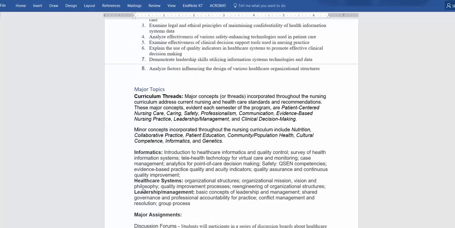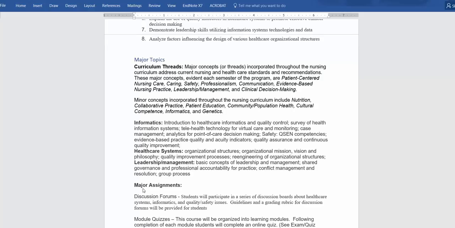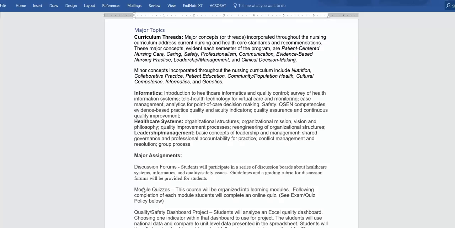The next section is just major topics. They're going to be in this course, and they're also threaded throughout the curriculum. So things such as caring and safety, you'll see pop up again and again in the courses that you're taking. And then in terms of the major concept for informatics, is Introduction to Healthcare Informatics and Quality Control, Survey of Health Information Systems, Telehealth Technology for Virtual Care and Monitoring, Case Management, Analytics, Point of Care Decision Making, Safety and the Cues and Competencies, Evidence-Based Practice Quality and Acuity Indicators, Quality Assurance, and Continuous Quality Improvement.